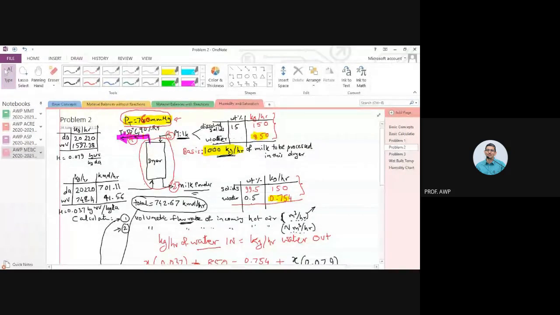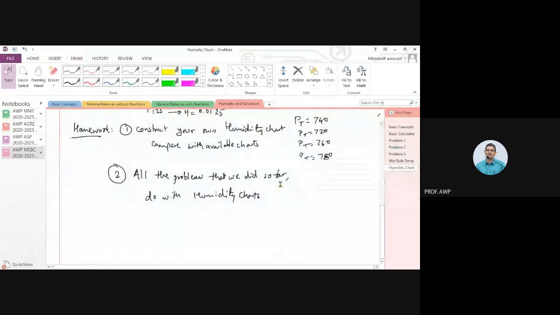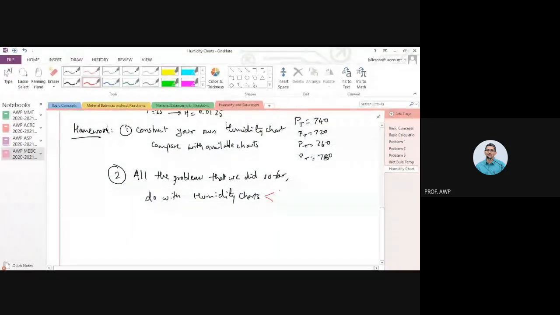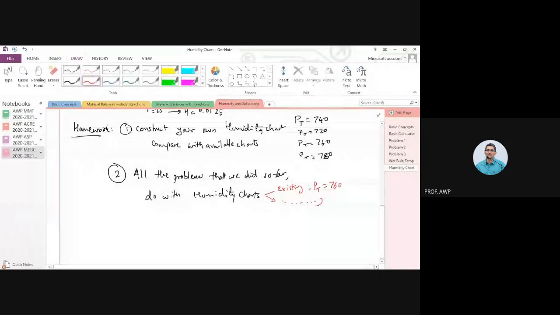So you can do these problems with humidity charts. The existing available chart is at a total pressure of 760, but you can generate your own humidity chart at any other pressure and do these problems, all these problems that we have done so far.